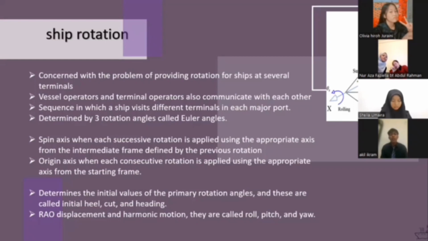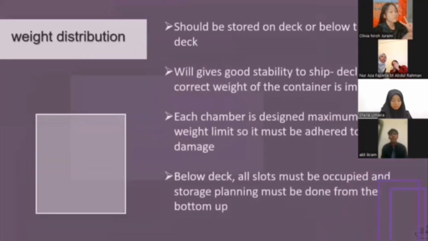Determine the initial values of the primary rotation angles, and these are called initial heel, cut, and heading. RAO displacement and harmonic motion are called roll, pitch, and yaw.